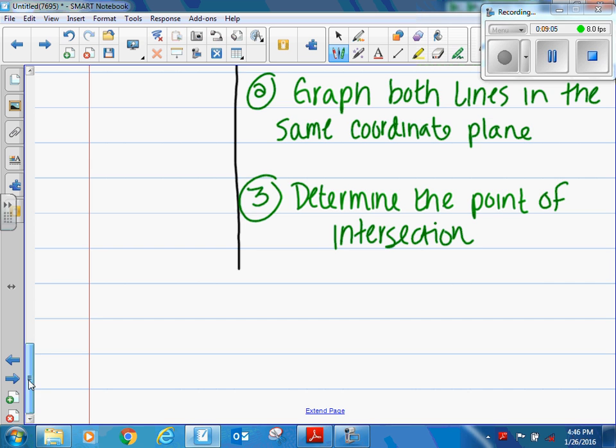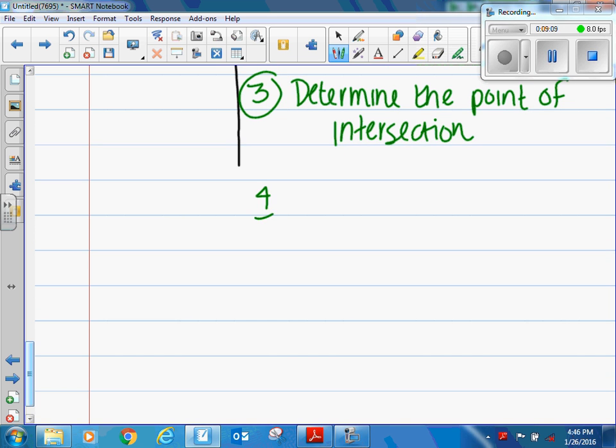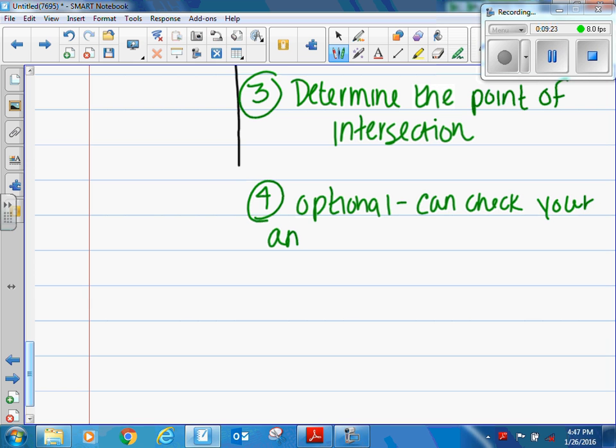And there is a fourth step that is optional. I think it's important, but I'm going to tell you that it's optional, and that is you can check your answer algebraically. Now I know there's quite a few of you that will do this, and I think that's great. And I know there's some of you that won't, but it is a good way to see if what you have is the right answer, is what you're supposed to have.